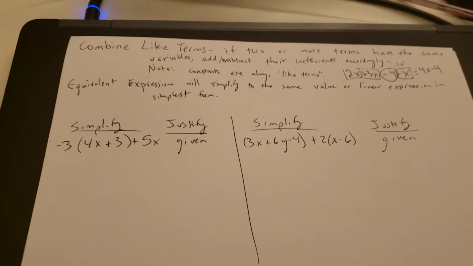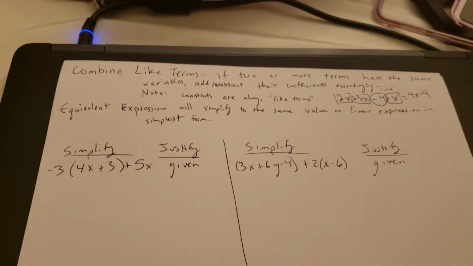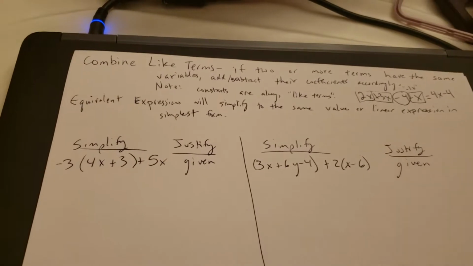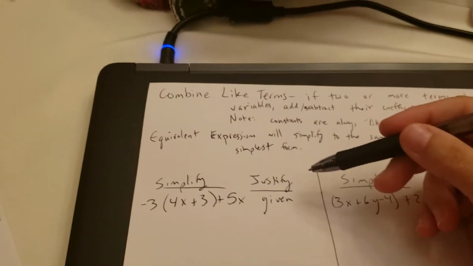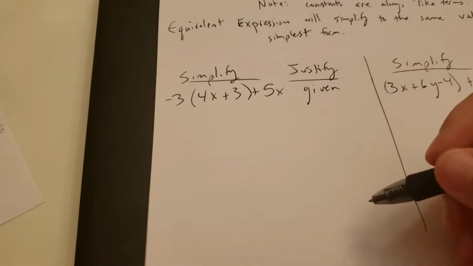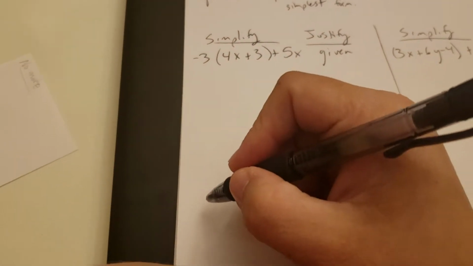All right, so at the bottom of this, there's a work page, and there's these two examples, and they want you to be able to justify what you're doing. And to simplify a linear expression, the first thing I always look for is, can I distribute something?